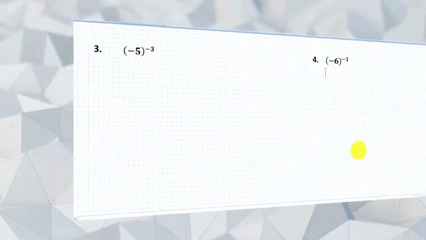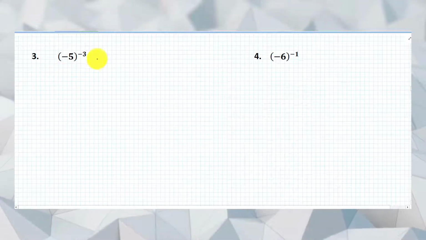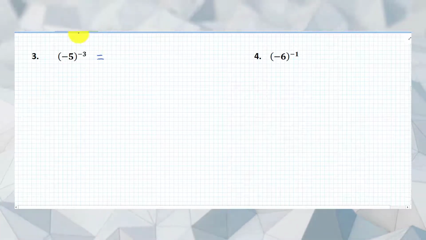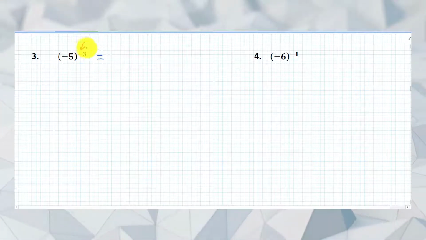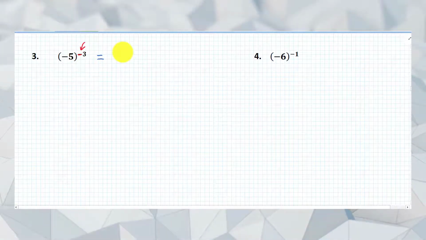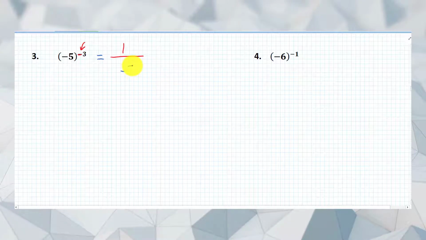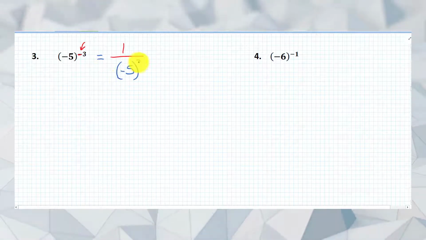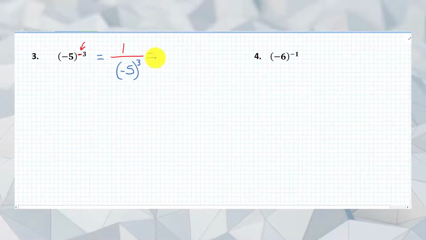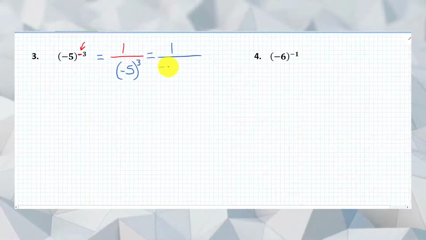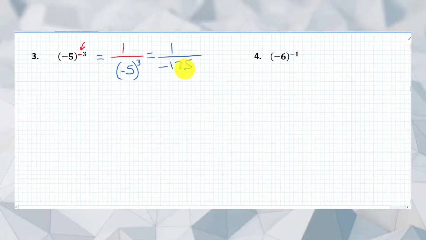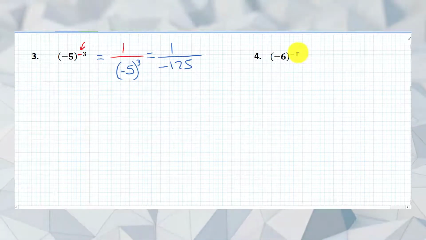Next set. All right. Negative 5 to the negative 3 power. So again, the first thing you have to look at is this negative sign right here. And this negative sign is telling you 1 over. Now, 1 over what? The base hasn't changed. And then the power becomes positive. That's it. What is negative 5 cubed? It's negative 125. Done.